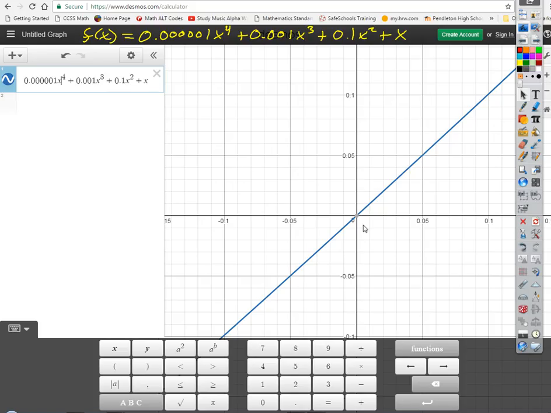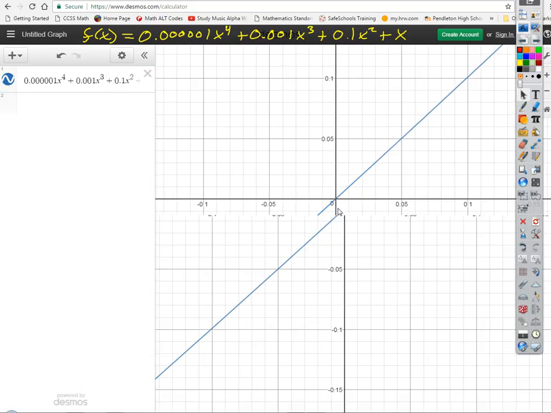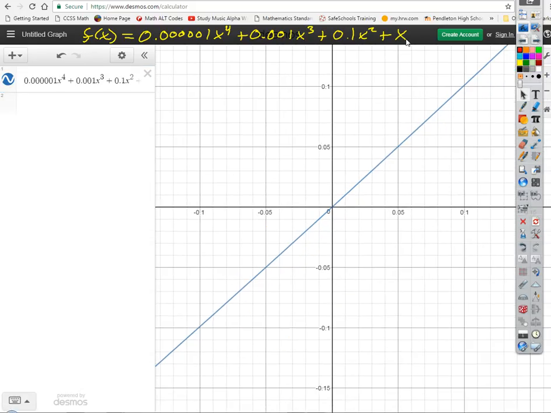So there's the function. Now the question is, I want to know which part of this function dominates the behavior, right? Which is most important? Well, think about these terms one at a time. This term over here, y equals x. If I just were to graph y equals x by itself, what would that look like? It'd look like a line, wouldn't it? With a slope of what? Slope of 1, y-intercept of 0.